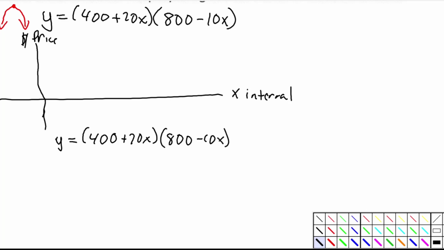Now I'm going to find the roots by using the zero product property. So let's solve both of these equal to 0. I'm going to say 400 plus 20x equals 0, and I'll solve that problem.